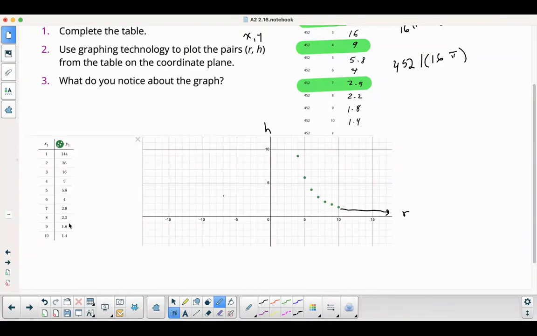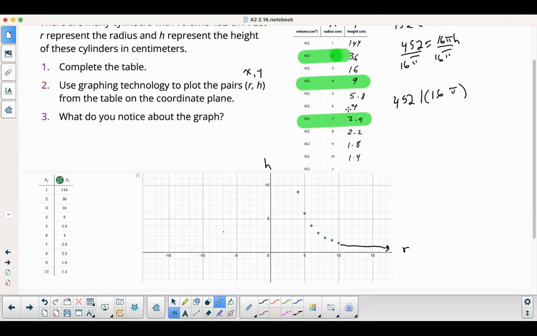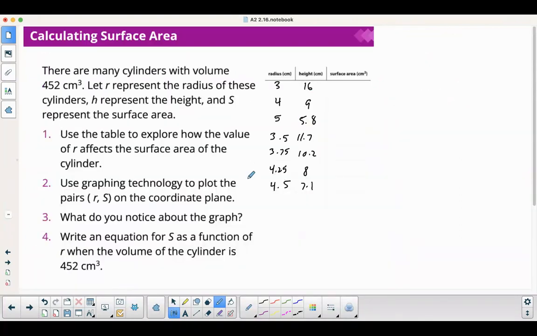I went to desmos.com, graphing calculator, and I hit the table button, and I typed in all the radii here from 1 to 10, and I typed in all the heights. I found them all ahead of time to make things a little bit quicker, but I showed you how to do it. All right.